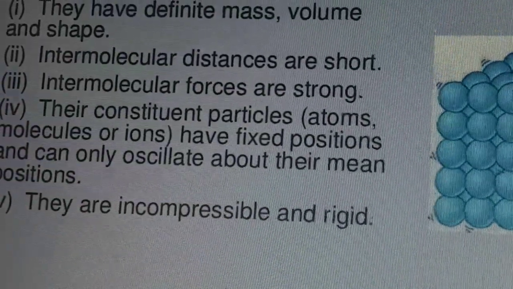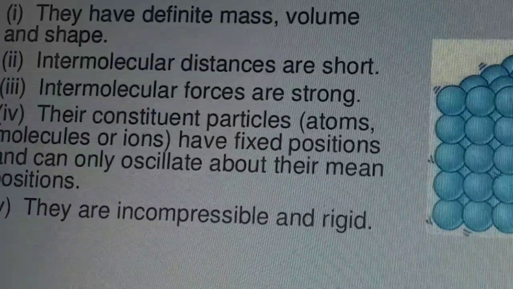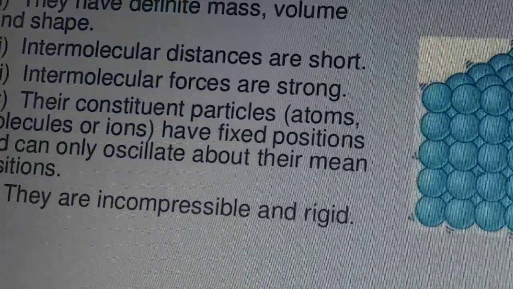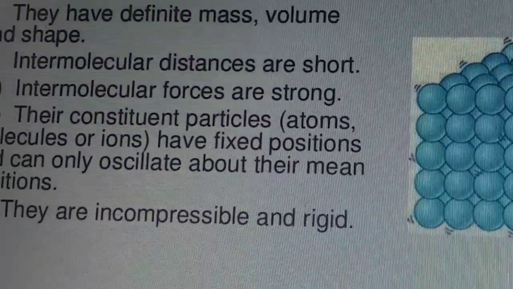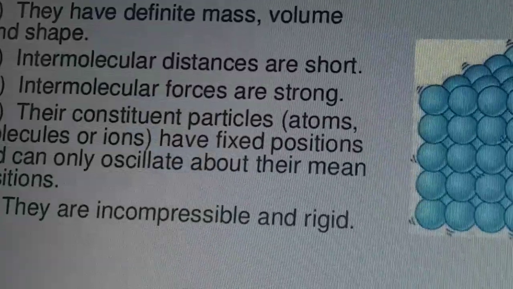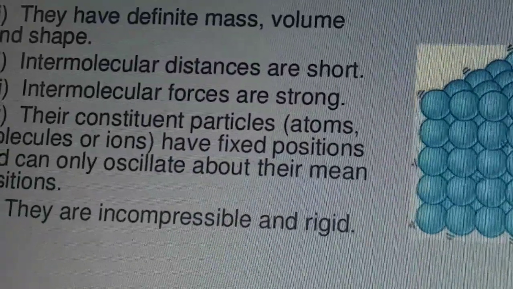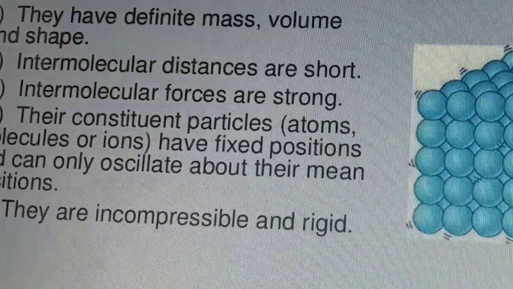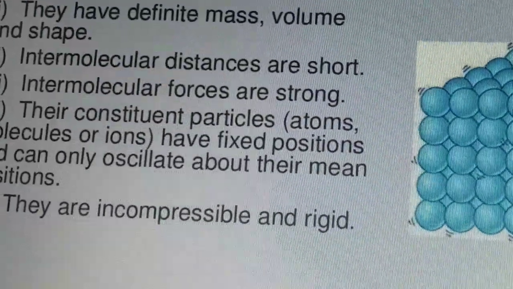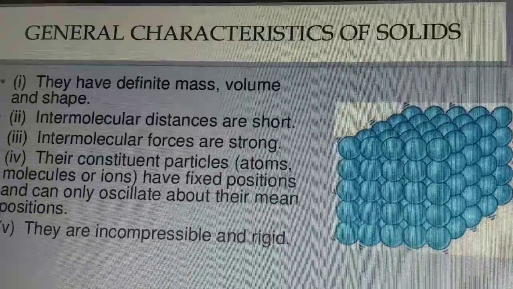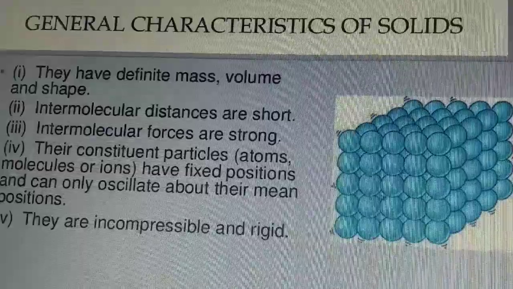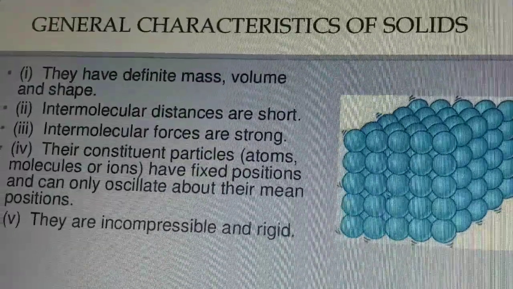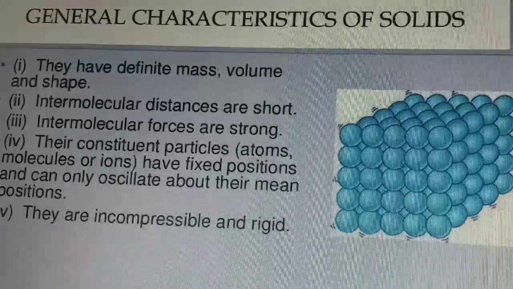So you understood now the meaning of rigidity, but they can only vibrate about their mean position, so they are highly incompressible. Now you understood the general characteristics of solids. They have definite mass, volume and shape. Intermolecular distances are very short and intermolecular forces are very strong. They occupy a fixed position and can only oscillate about their mean positions, and they are highly incompressible and rigid.